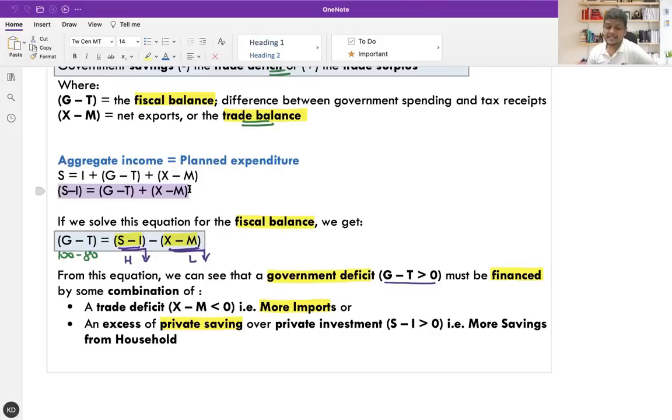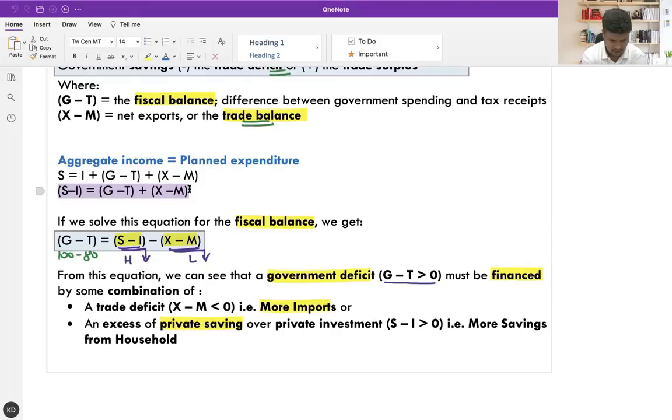It must be financed by some combination of trade deficit, means imports will be more than exports, or the second thing is excess of private savings over private investments. Means there will be more and more savings and less of investments. So people will be saving more. And this generally happens when interest rates are high or low? When interest rates are high, people will save more and the businesses will invest less.